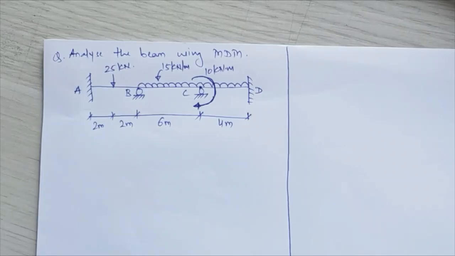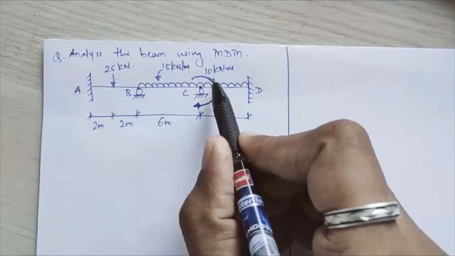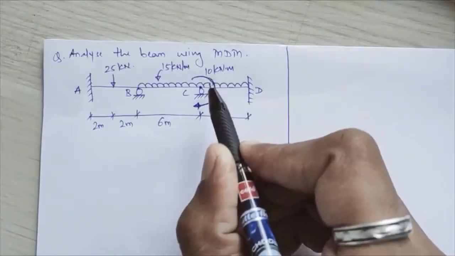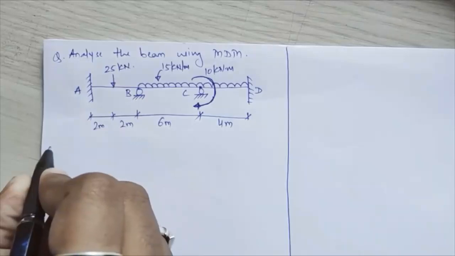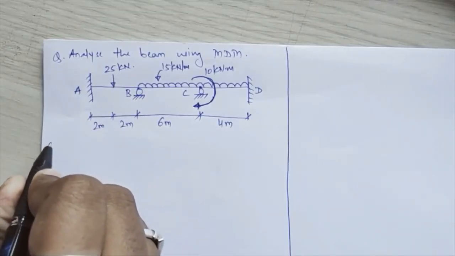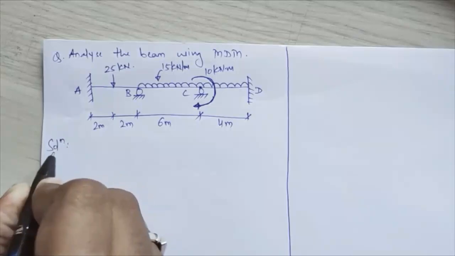So the concept here is how we have to use this 10 kilonewton meter moment while solving the numerical in the moment distribution table. Right. So we'll proceed with the numerical. We'll start with the solution first.